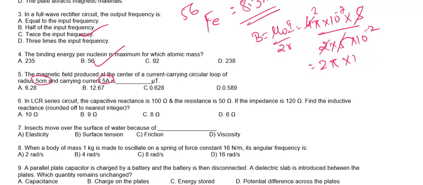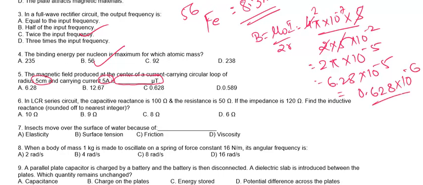This will be 2 pi into 10 raised to minus 2, ऊपर जाएगा plus 2 and plus 2, minus 7 is minus 5. So 2 pi का value कितना होता है, 6.28 into 10 raised to minus 5. But if you see, the answer is in micro Tesla. Micro मतलब कितना होता है, minus 6. So इसको हमें करना पड़ेगा 0.628 into 10 raised to minus 6. So that is option C, 0.628.